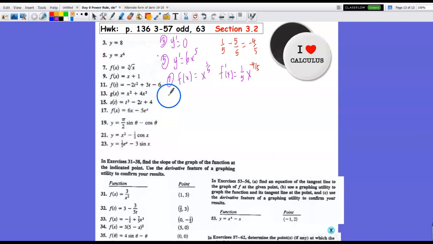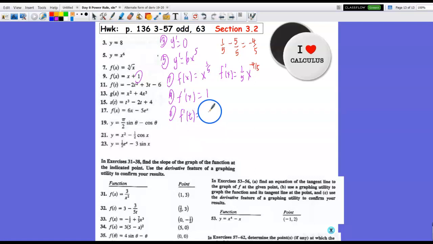Problem number 9, quite simple. The derivative of x is 1, and the derivative of that constant 1 right here is 0. Number 11, I have a quadratic function. This one's pretty easy to find the derivative of.